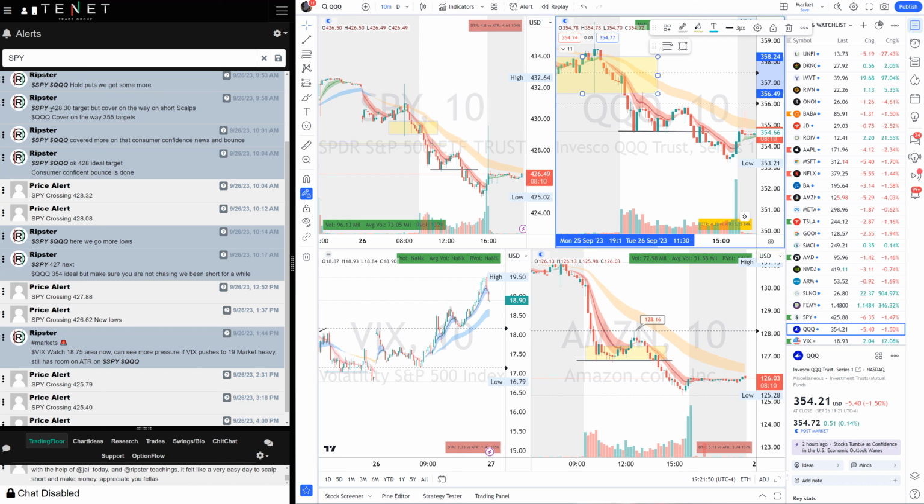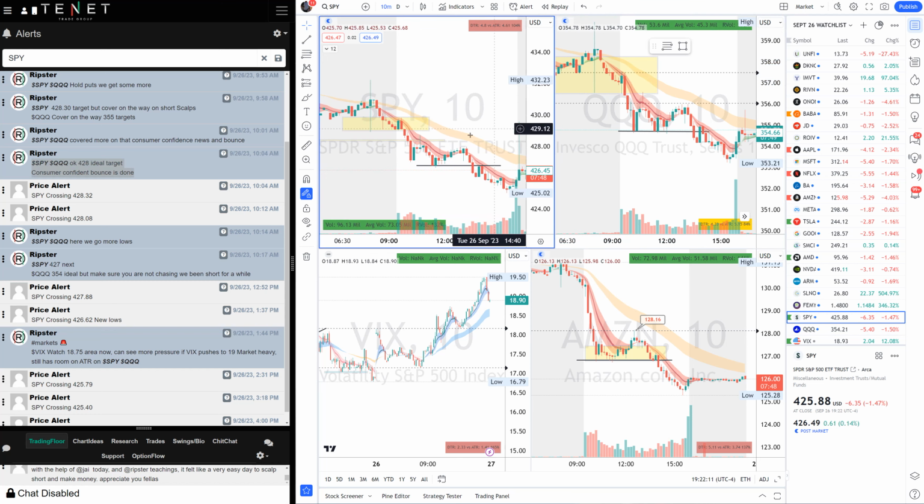We got some. I was giving live targets of 428. Not because I'm some kind of magician. I just follow the trend. I follow my system. You can follow your system as well. So 428 was my first target. There was a bounce on consumer confidence coming in lower, but look where the bounce rejected. It rejected right at the 5/12 EMAs, right? And then when it rejected, we were going for more lows.